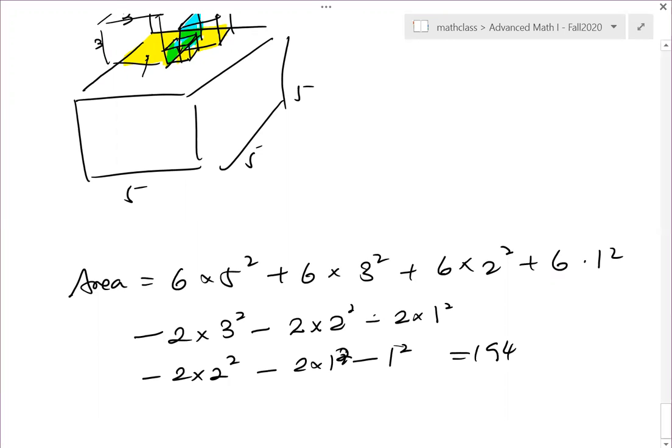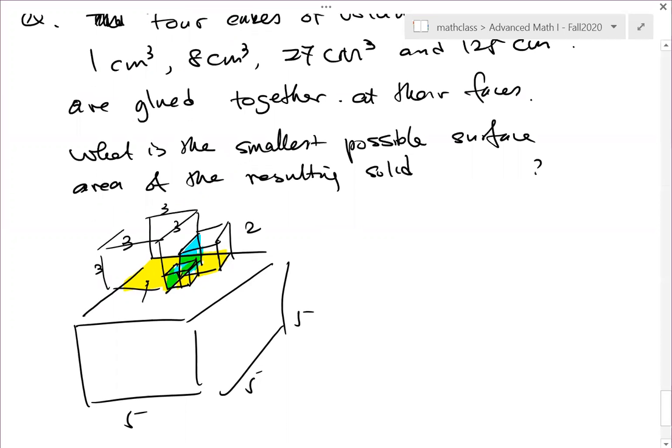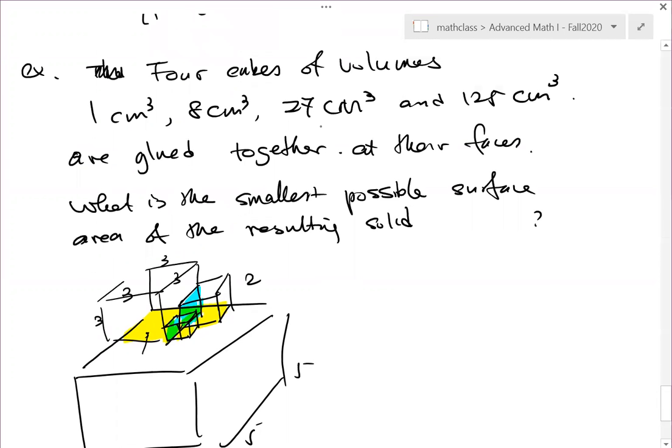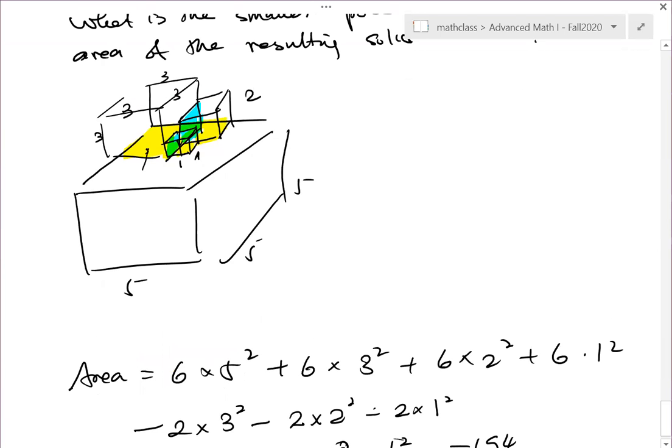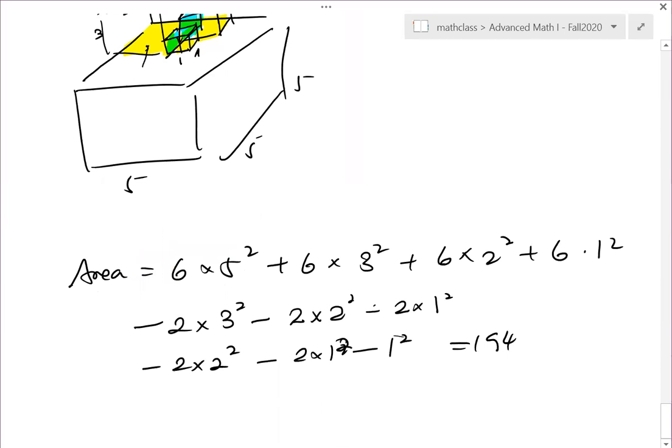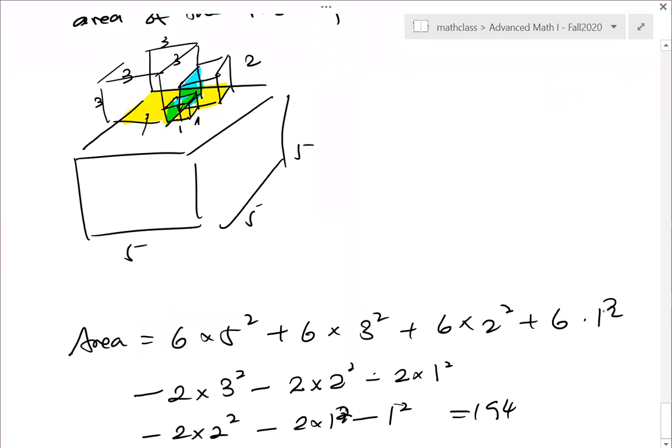Did I forget how many cubes here? I did not forget: 1, 2, 3, 4. The larger one, and this small one is 1 by 1, right? Yes, okay, so I have 4 cubes here.